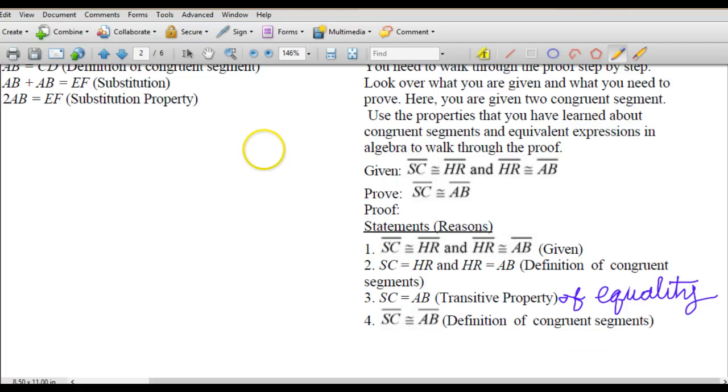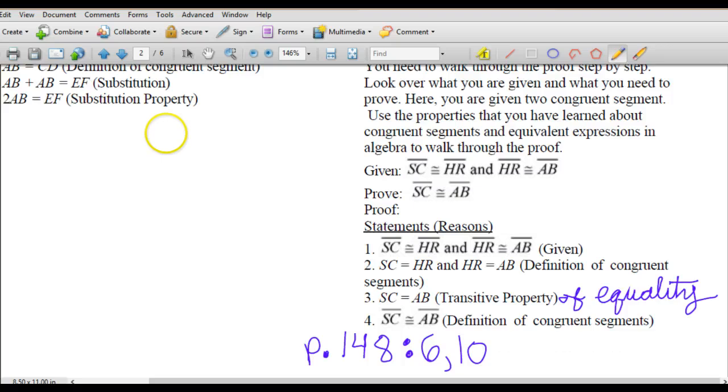And then finally, what we wanted to prove is not that they're equal in length, but they are in fact congruent. So we can state that by the definition of congruent segments as well. So definition of congruent segments works either way, as you can see from step 1 to step 2, congruent to equal, step 3 to step 4, equal to congruent. And it's still the same reason, definition of congruent segments.